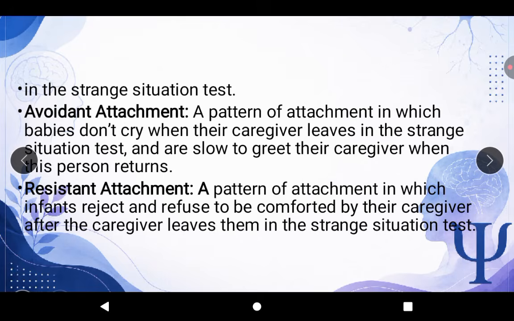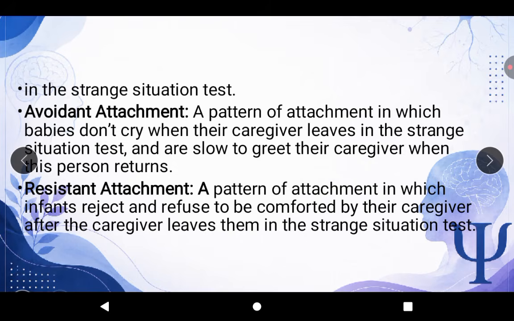So when you're talking about avoidant attachment, you're just trying to understand a certain pattern of attachment where a child will be left by the caregiver, then they'll be slow to greet that caregiver when that person returns. But with resistant attachment, you are trying to understand a pattern of attachment where that particular child will refuse or reject to be comforted by that caregiver after the caregiver leaves them in a strange situation test. So with resistant attachment, the child rejects or refuses the comfort of that caregiver after they come.